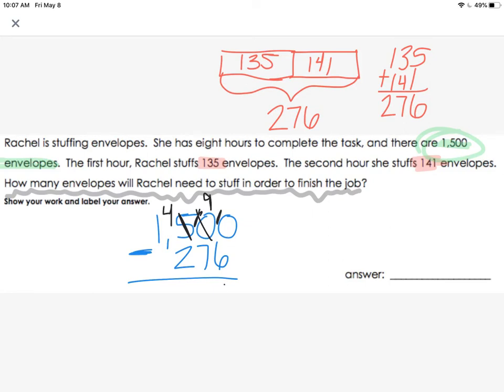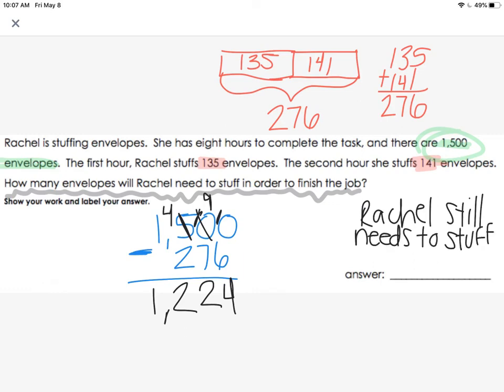10 minus 6 is 4. 9 minus 7 is 2. 4 minus 2 is 2, and 1 minus nothing is 1. That comma doesn't go anywhere. So she still has 1,224 envelopes left. So Rachel still needs to stuff 1,224 envelopes.